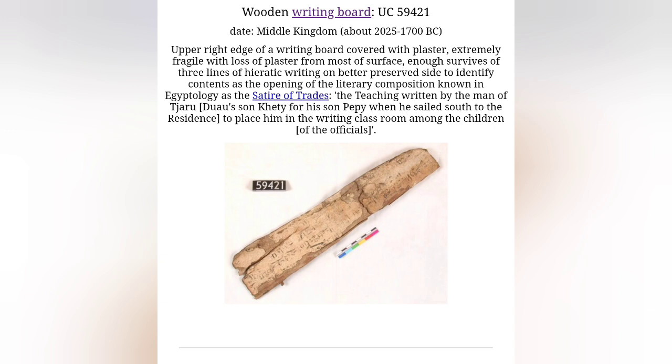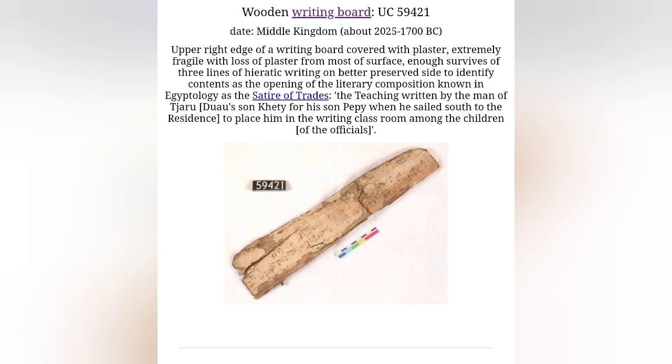So as we read, it says, upper right edge of a writing board covered with plaster, extremely fragile, with a loss of plaster from most of the surface. Enough survives of 3 lines of hieratic writing on better preserved side to identify contents as the openings of the literary composition known in Egyptology as the Satire of Trades, the teaching written by the man of Sile, Dua-Khety's son Khety for his son Pepi when he sailed south to the residence to place him in the writing classroom among the children. So all we have to do is figure out where are these places that are being mentioned in this Satire of Trades, which is a great place to start because trade means there's going to be a lot of locations mentioned.